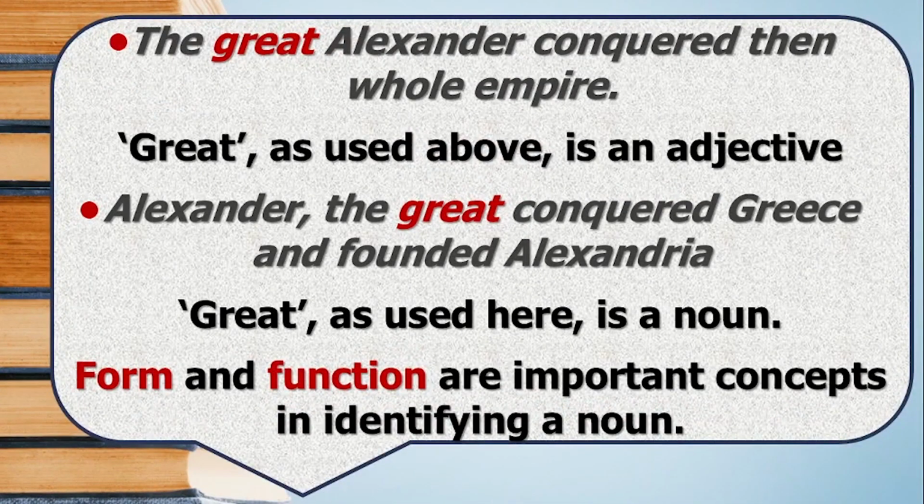Let's look at another example. The great Alexander conquered the whole empire. Great, as used above, is an adjective. It is modifying the noun Alexander. But let's look at it the other way. Alexander the Great conquered Greece and founded Alexandria. Great, as used in the second example, is a noun. It's no longer an adjective as it functioned in the first example, where we have the great Alexander. The word great is being made to function as a noun. So, form and function are important concepts in identifying a noun.